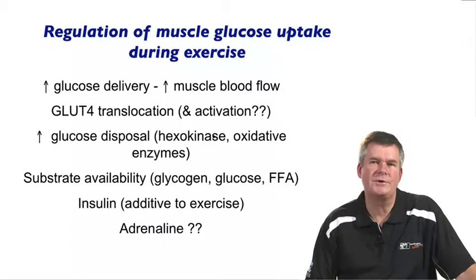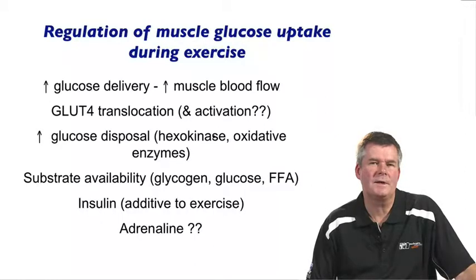If we look at the regulation of muscle glucose uptake during exercise, we see that those three processes that I've just mentioned are increased. There's an increase in glucose delivery because of the increase in muscle blood flow. The GLUT4 transport protein, which normally resides inside the muscle cell, moves quickly to the plasma membrane where it becomes a functioning glucose transporter. There's been some debate as to whether the activity of this transport protein can be increased during exercise. And at the moment, at least, there's no evidence that that happens.